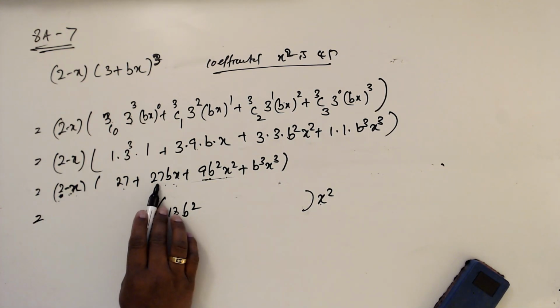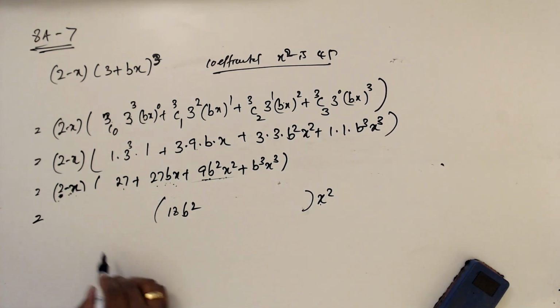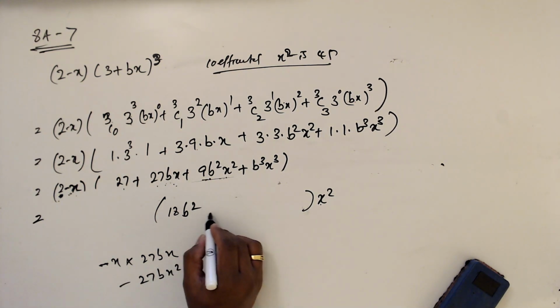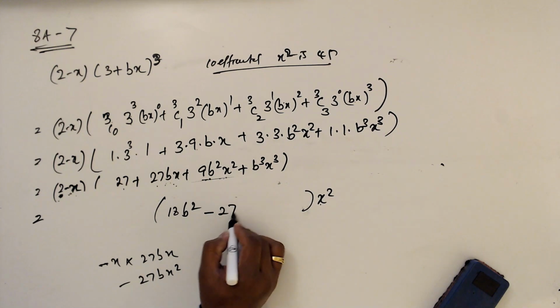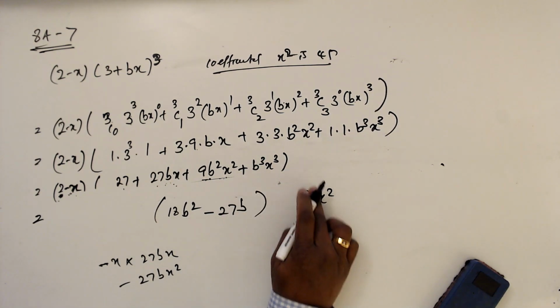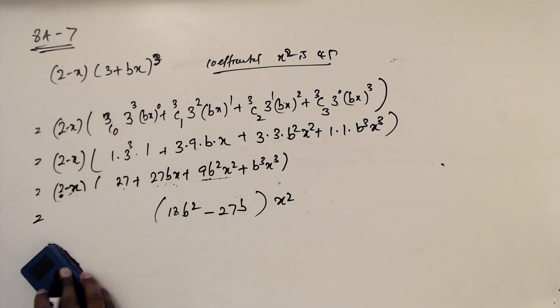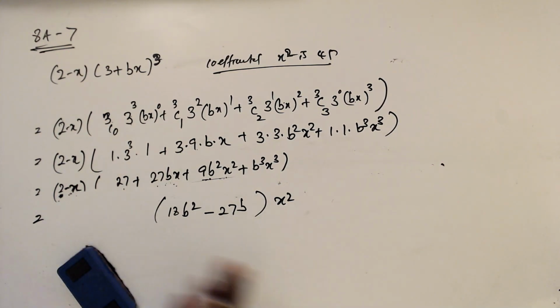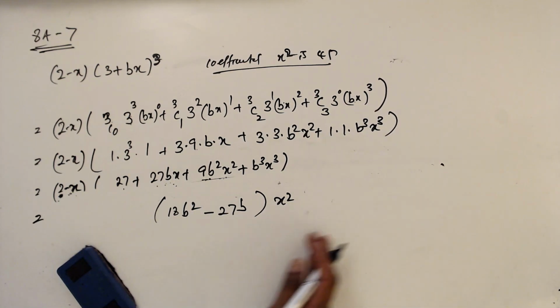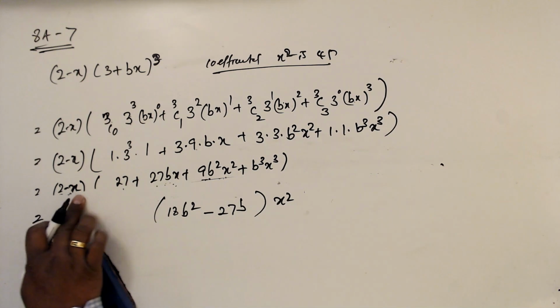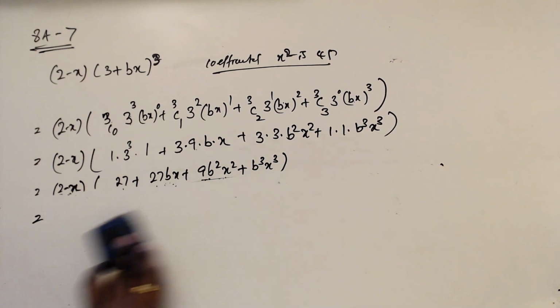Minus x times 27bx, which is going to be minus 27bx square. Then this is going to be minus 27b. I'll bring it like this. Now you see, instead of wasting time, by very simply using your brain you manage to get the x square term straight. We'll try again.